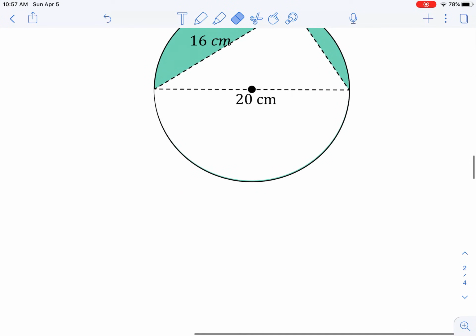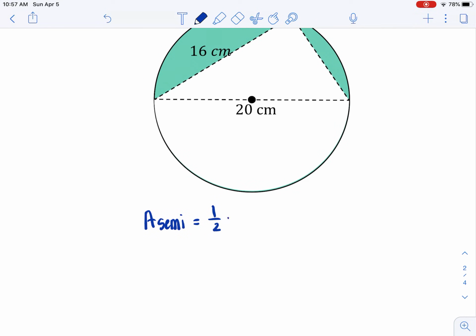Okay, let's do that. Let's start with the area of the semicircle. Area of semicircle is 1/2 of pi times the radius squared. So what's the radius of that circle? 10. Once again, mental math here. What's 10 squared? What's half of that? 50. Notice I didn't ask you about pi yet, so pi is still there. 50 pi centimeters squared.